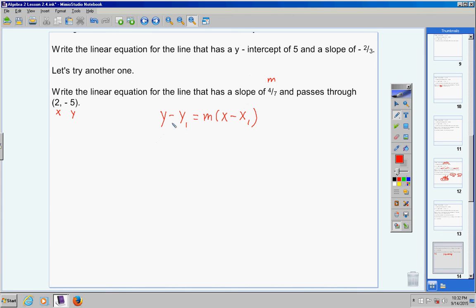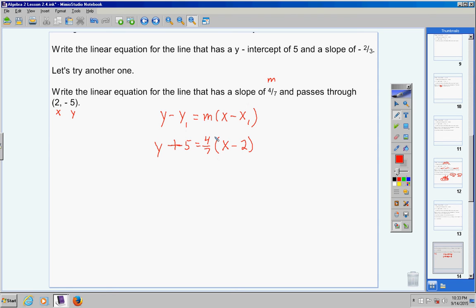So y minus y. Where's my y value? -5. Now watch your signs. It's y minus a -5. Now a negative and a negative makes the 5 become positive. Alright? For m, I'm going to substitute 4/7. Now my x value, I have x minus, here's x subscript 1. My x value is 2, so I'm going to substitute 2.